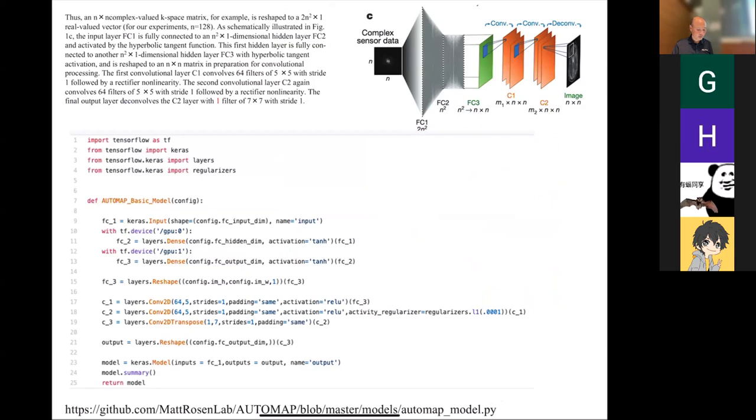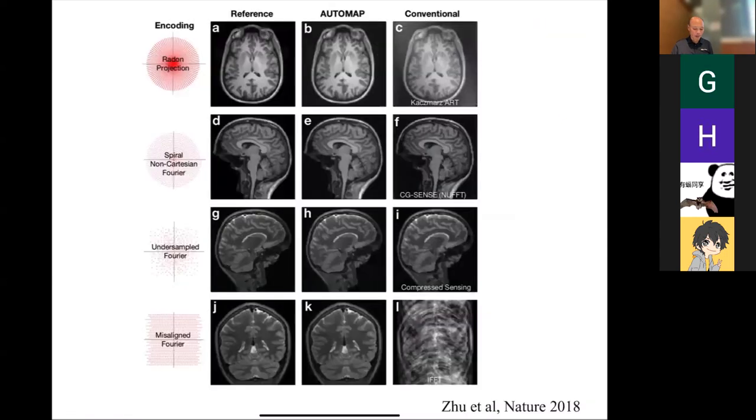Essentially, they have a bunch of fully connected layers right here. Okay, and then they go to a bunch of convolutional layers. Okay, so it's not even a very deep network. And so it was sort of amazing. I think when this first came out, people were quite amazed that it could do such a good job. And this is what it can do.